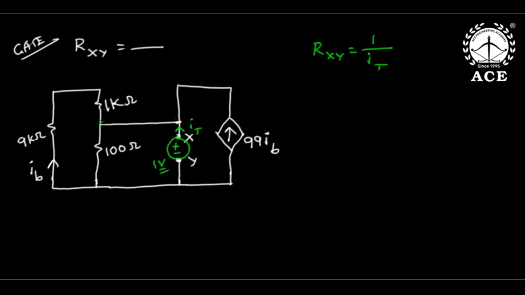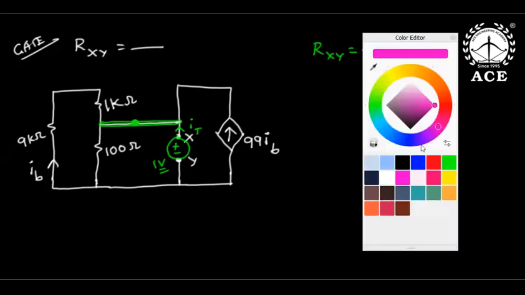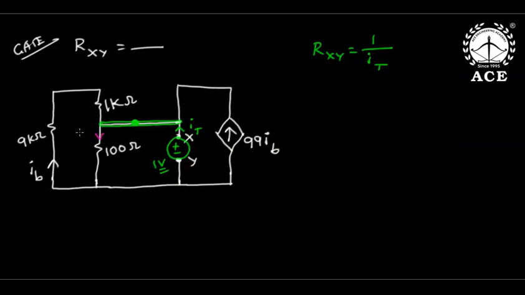But to find I total, I will apply KCL at this junction. Okay, 4 currents, because the degree of this node is 4. Now listen carefully. When 1 volt is across 100, this becomes 1 by 100. Similarly, when 1 volt is across total 9 plus 1, 10K, this is 1 by 10K.